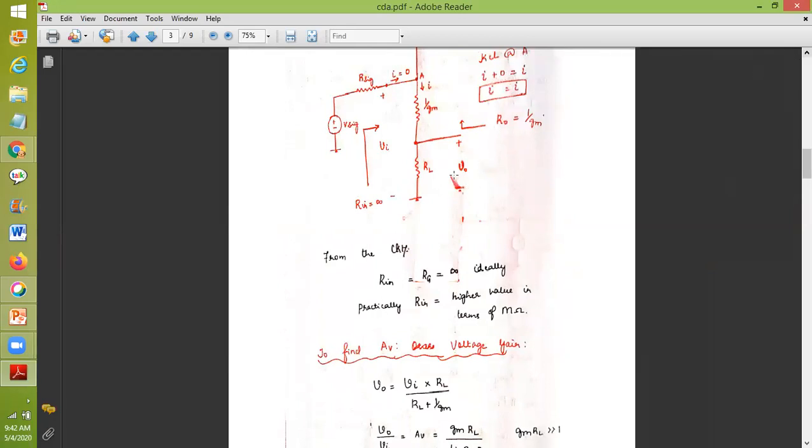So how to find V0 here? For this V0, are you all able to hear? For this V0, we will apply the voltage divider rule, Vi into RL divided by 1 by gm plus RL. Okay. So that is the voltage divider rule we have applied. Are you all able to hear? Yes, ma'am. Okay.